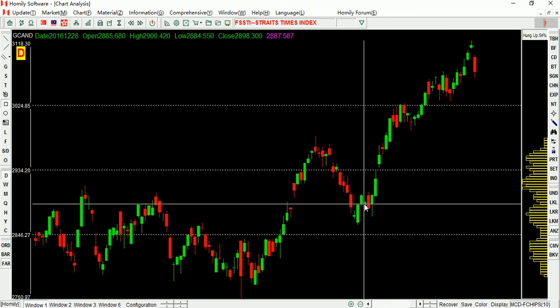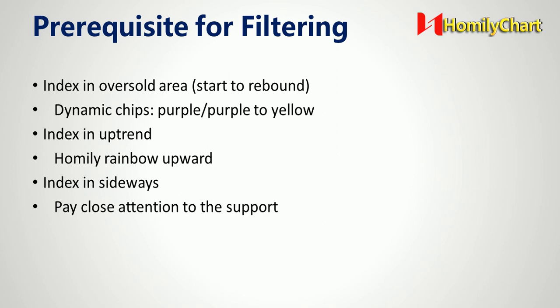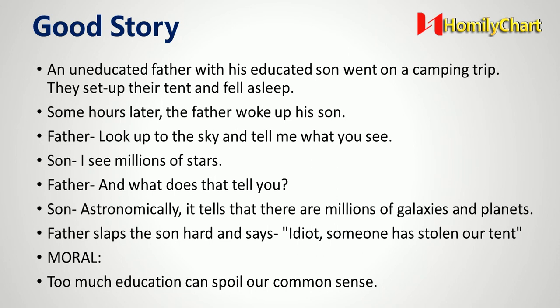Okay, then next one. Index in the uptrend means the homely rainbow uptrend. Index in sideways, pay close attention to the support. So if you see the index is in sideways area, you should pay close attention to the support. So you should remember the first one: index in oversold area, start to rebound. You can use dynamic chips, purple or purple to yellow. This is for selecting some stocks that just broke out. The index in the uptrend, the rainbow uptrend. Index in sideways, pay close attention to the support. Okay, so these are the prerequisite questions for the filtering.